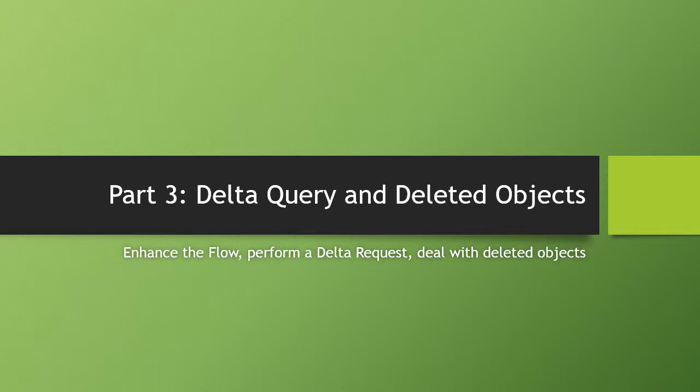In this third part, we're going to enhance the flow and we're going to perform the Delta request. So in the previous one, in part 2, we created the initial request and then stored the Delta query. In this one, we're going to pick up that Delta query and process the Delta request, and then we'll deal with deleted objects as well.